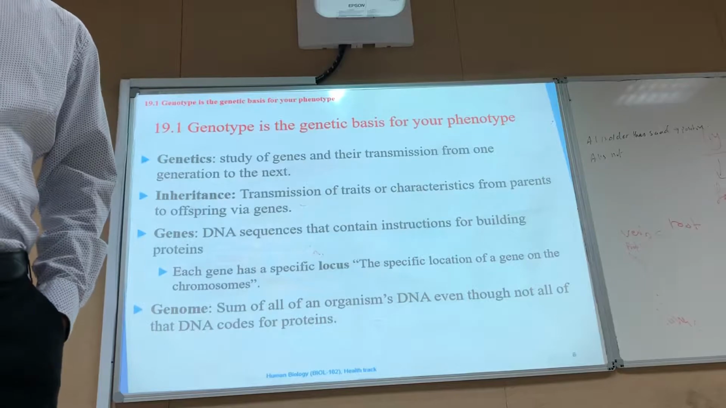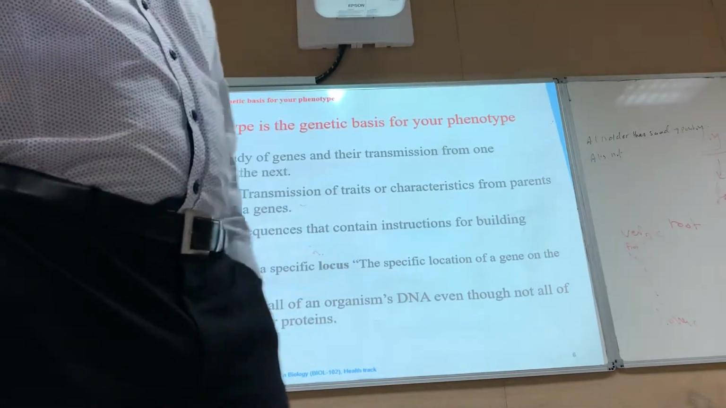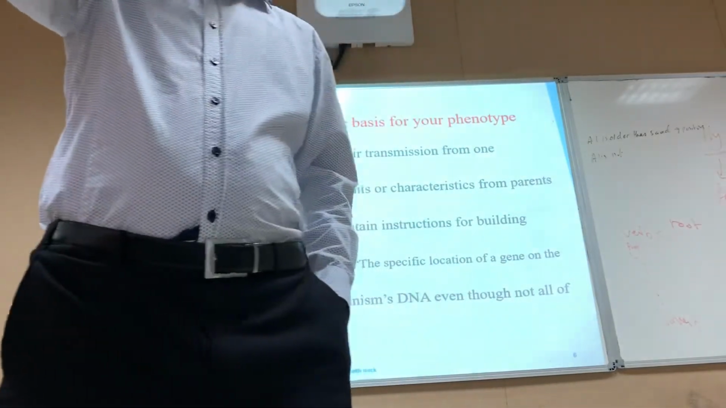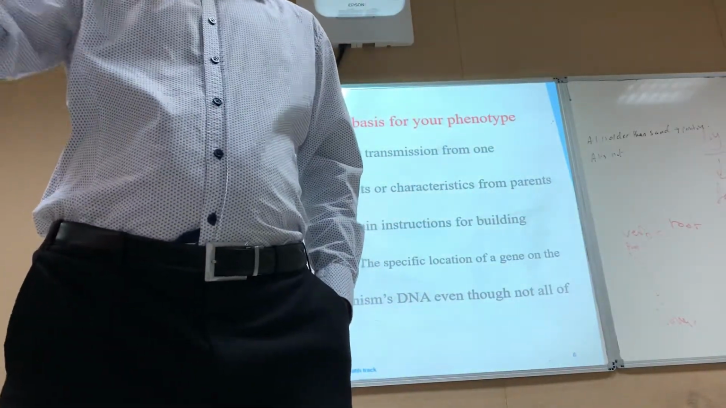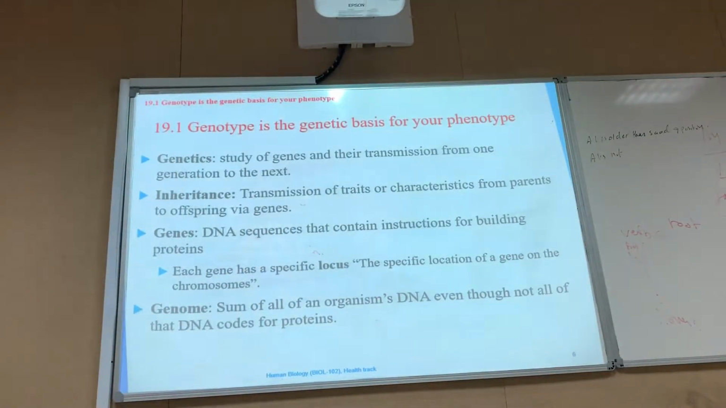So when you inherit a trait, for example, he's got attached earlobes. He inherited those from his parents. You have unattached, you inherited it from your parents. So it's different genes that were passed on to you, okay? And we already know what genes are. Remember, genes are the functional units of DNA.